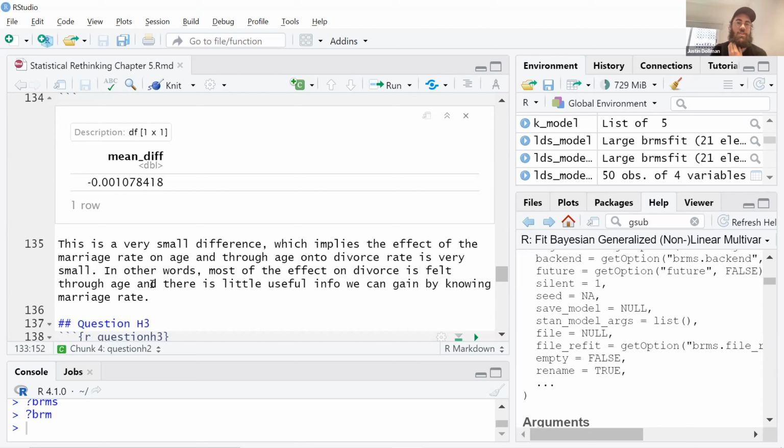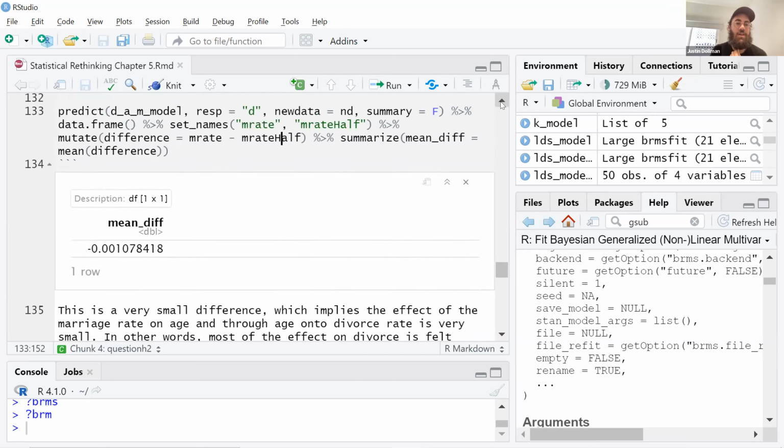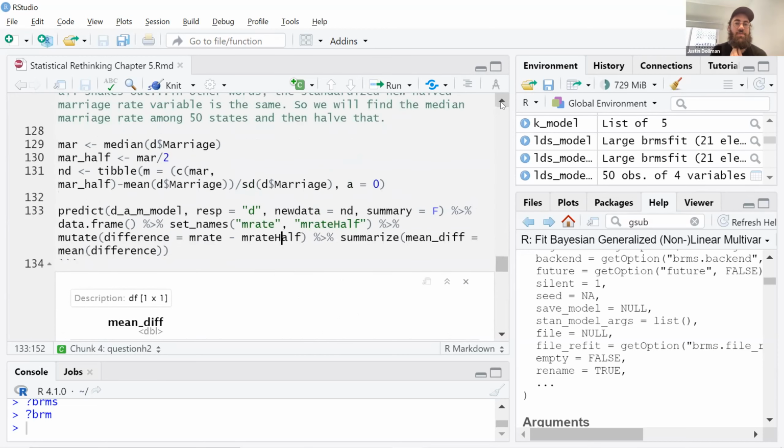You mentioned holding A at 0 when you created, I think, the tibble to generate the predictions. Wouldn't that have the effect of holding age at marriage constant at its median value? That's just what that would mean, especially if you were not going to change age.